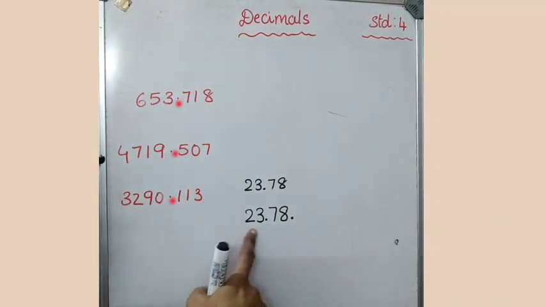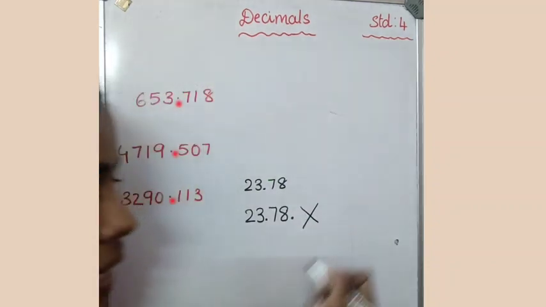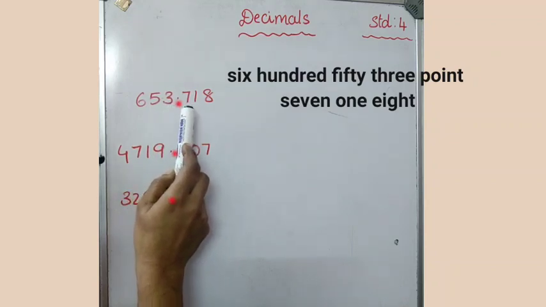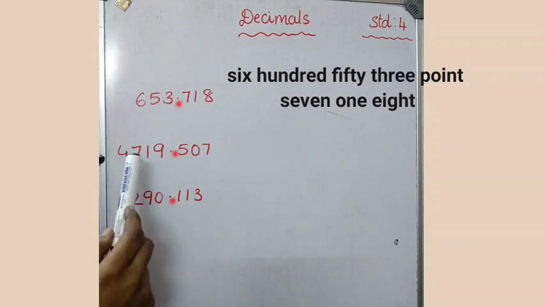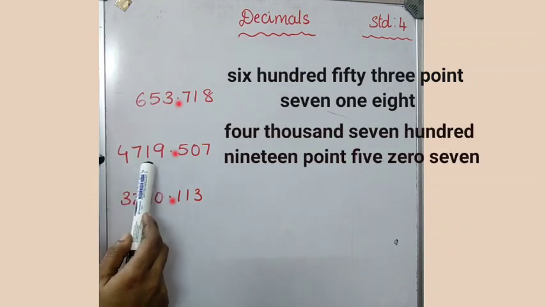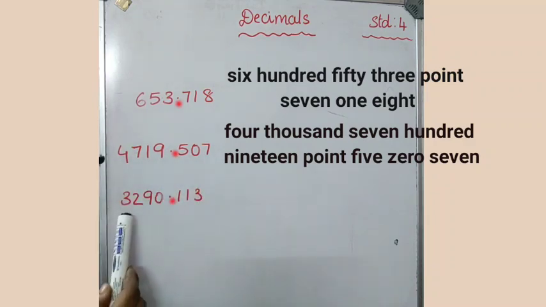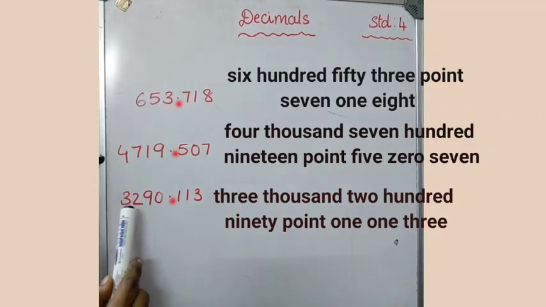Look here. We cannot write this number like this. There is only one decimal point in between the numbers. This is incorrect. This is 653.718. How will you read this number? Read the number 4719.507. This is a 4-digit whole number part, so it starts in the thousands place.